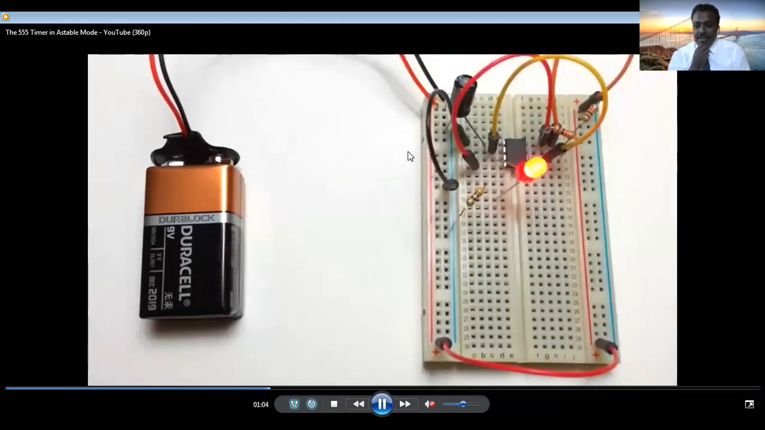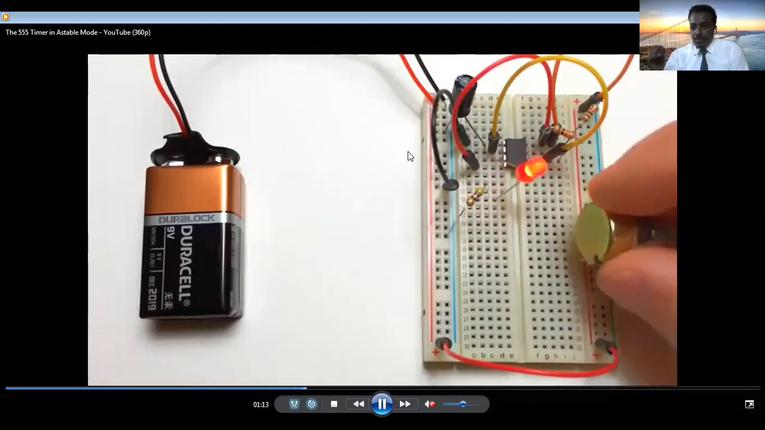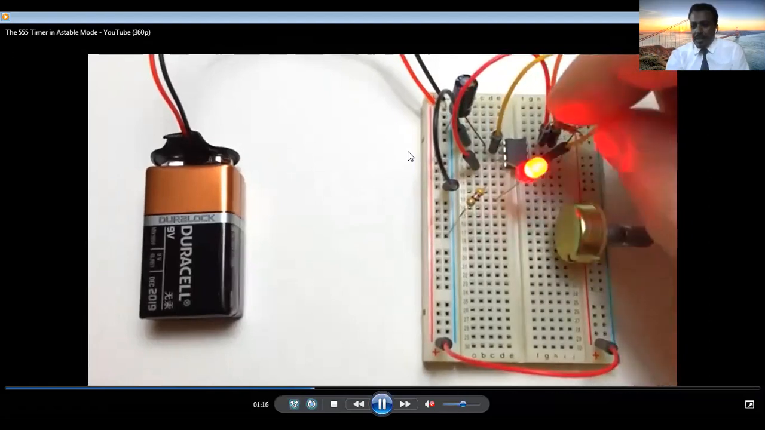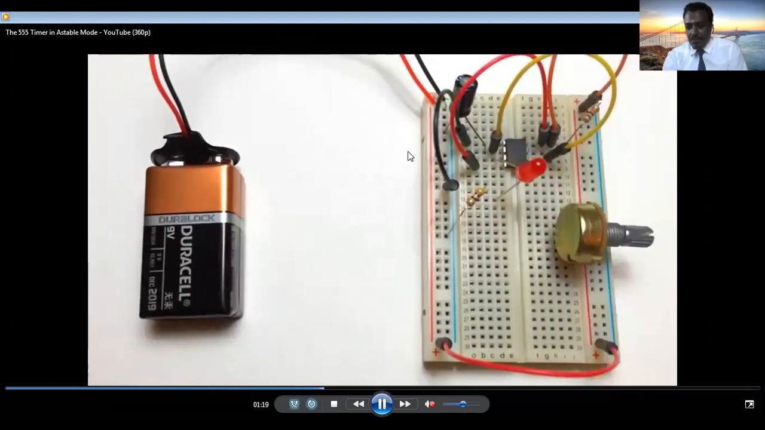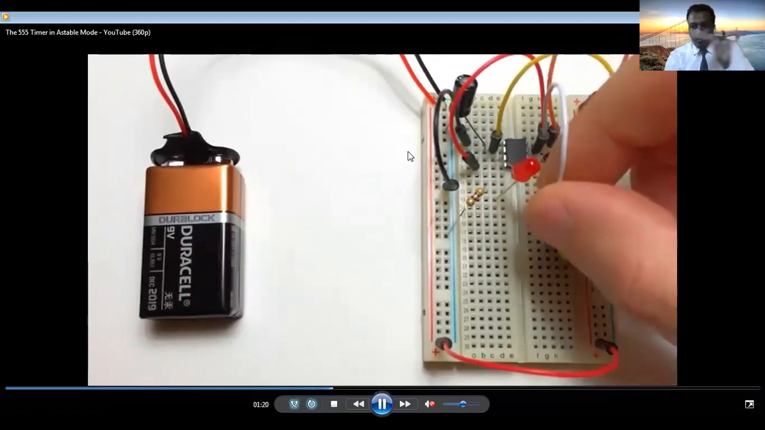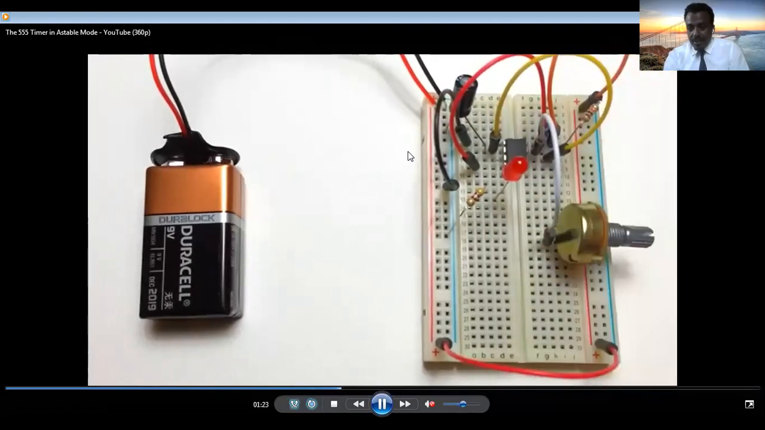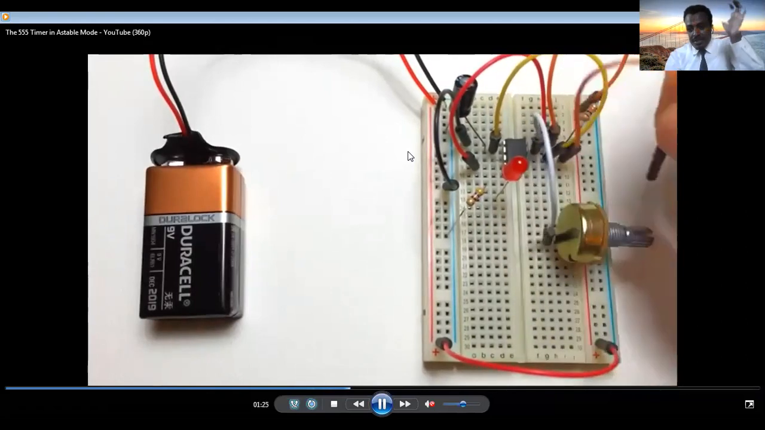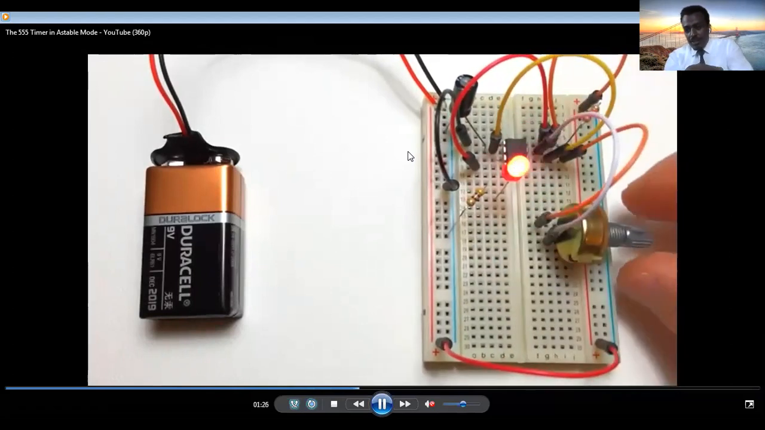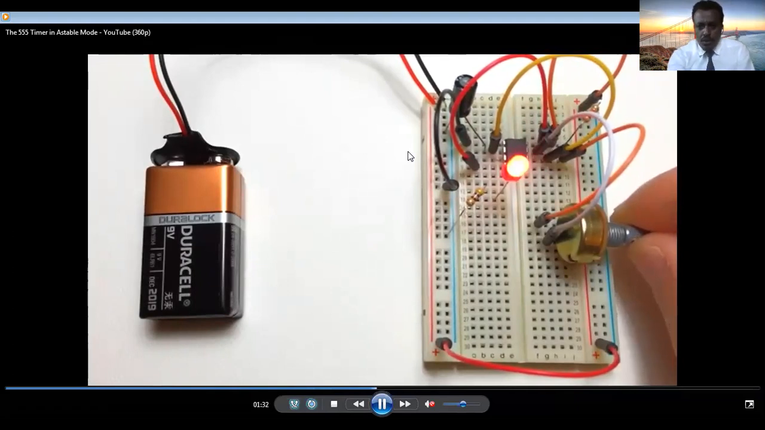You see here, the timer now turns on and off by itself. The output changes the state from high to low, from low to high by itself. So both states are not stable in this case. High state is not stable, which means at some time it changes. Low state also is not stable, it changes to high at some time. Depends on this time for on and off. I will come to that later.